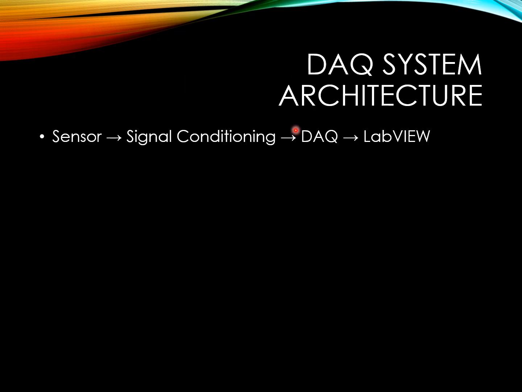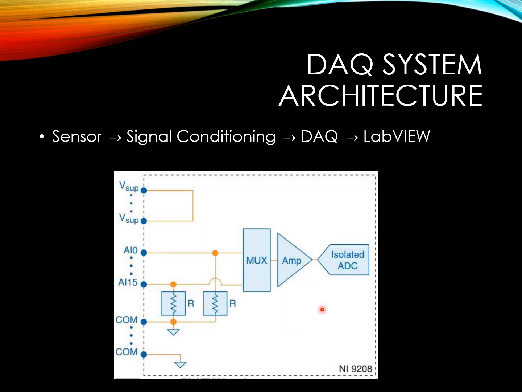And your data acquisition system architecture will have this outline, and it has this kind of internal structure. So this block is NI 9208, which is an IO card where analog inputs are available. See, analog inputs from 0 to 15 are available, and these analog inputs can be single-ended or double-ended. And here your analog input will be multiplexed by the multiplexer.